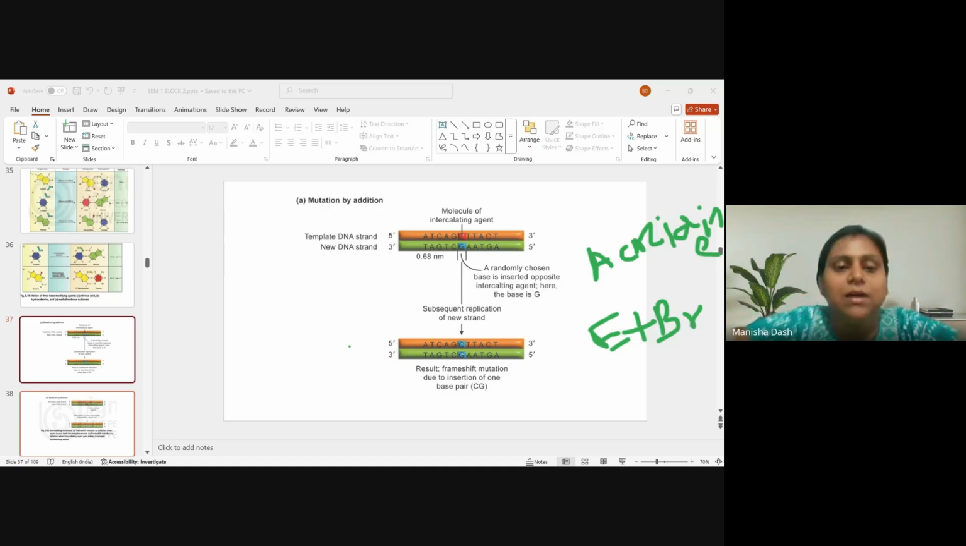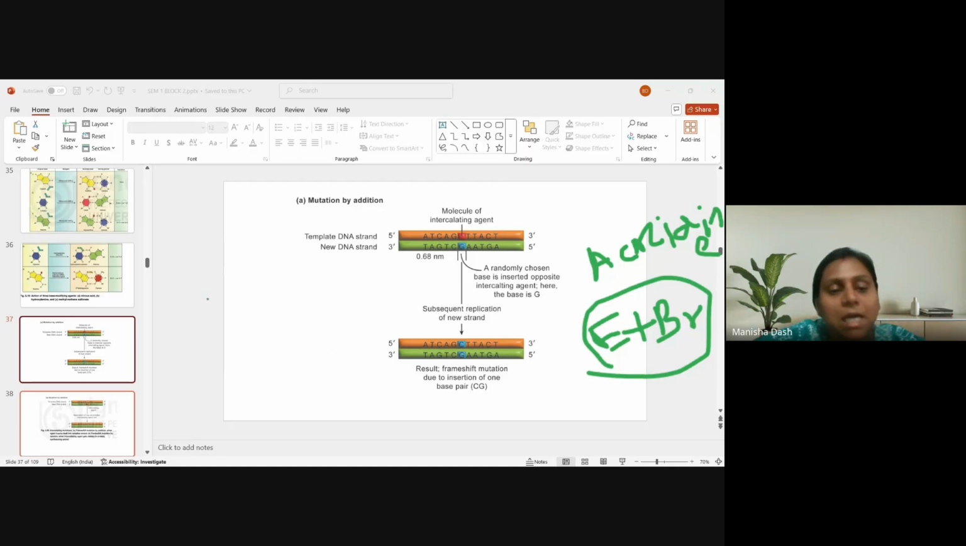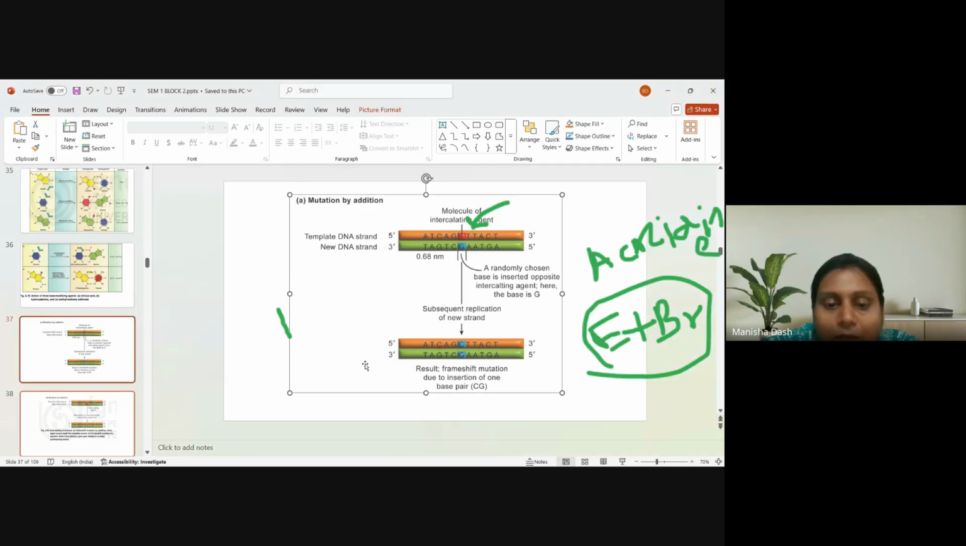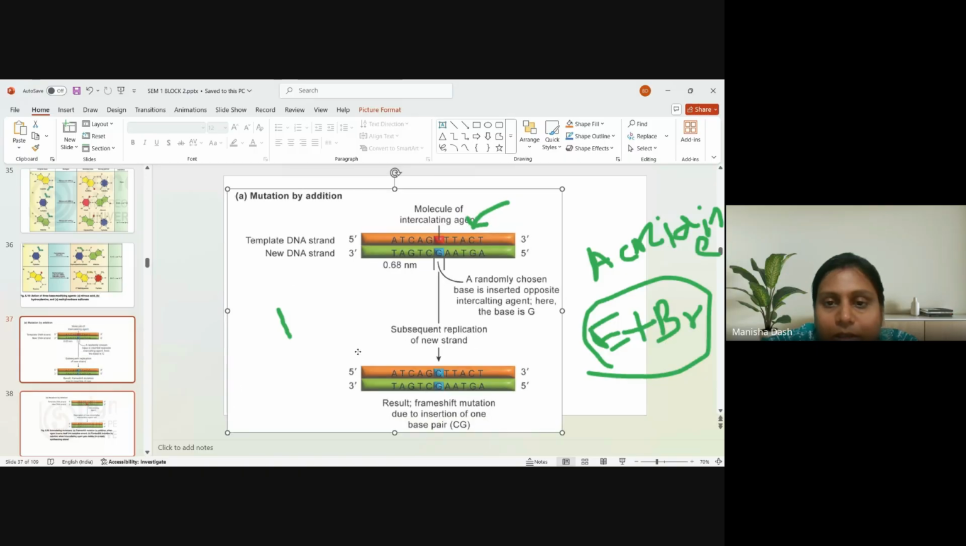As you can see here, these intercalators, these chemicals, have about the same size as one nucleotide of the DNA. So when DNA replication is happening, they can insert themselves in the DNA strand during replication, or even in resting DNA also. So here, if you observe this particular strand, let me zoom it a little bit.